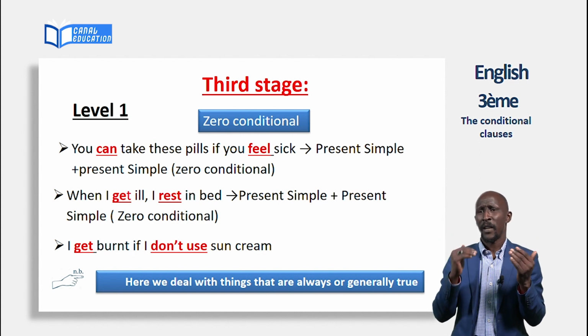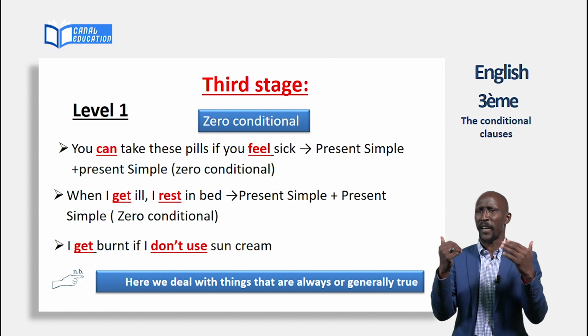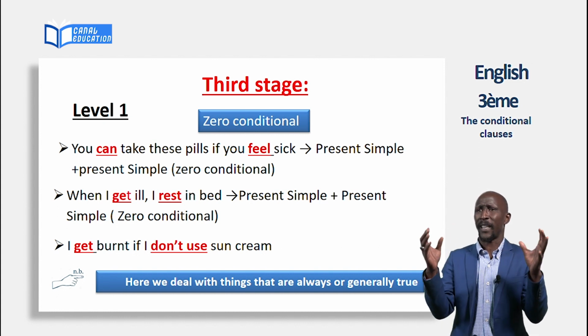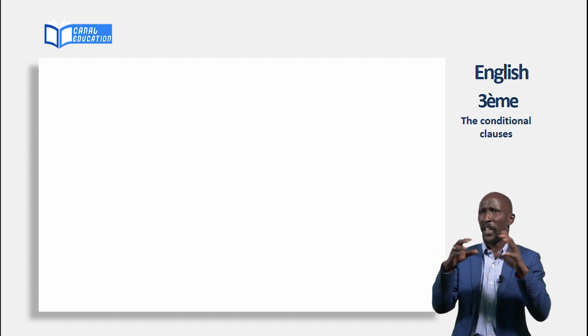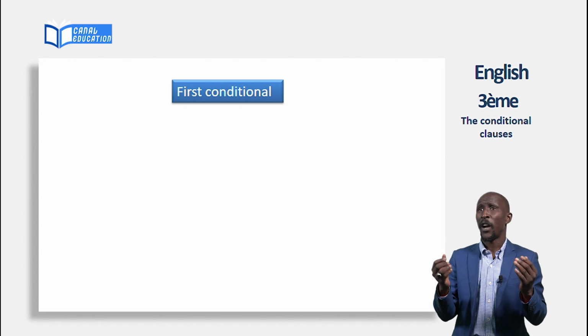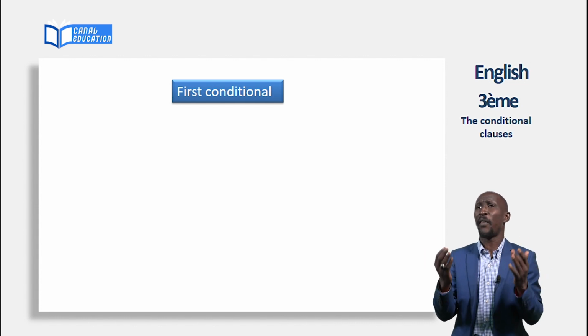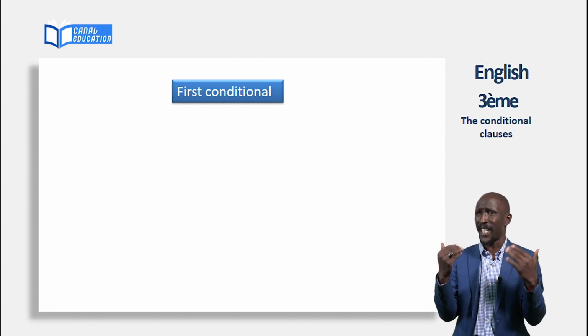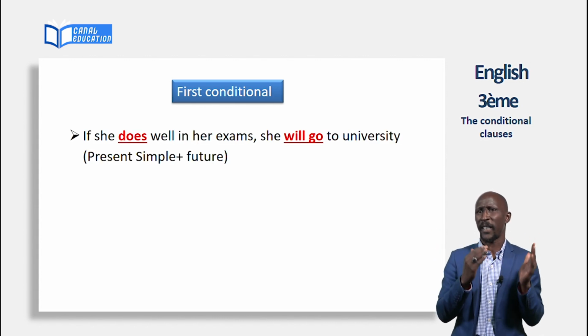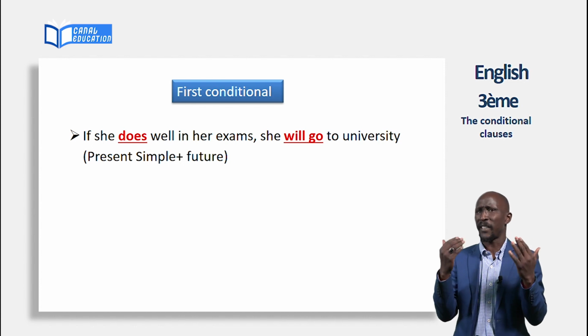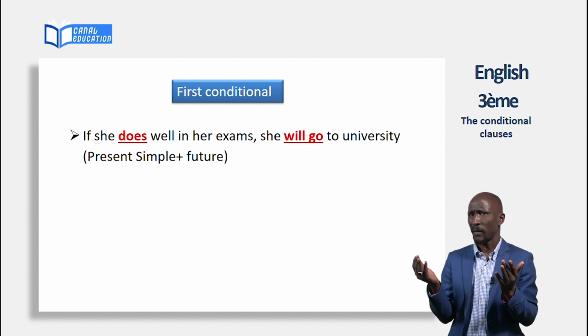And you may also see that don't use is in the negative form, which is important to focus on the present negative. So you see that in the zero conditional, we deal with actions that are generally true, or that are always true. And now for the first level, we have also the first conditional, which is an association of the future and the simple present. Here also I insist that the order of the sentence is not important.